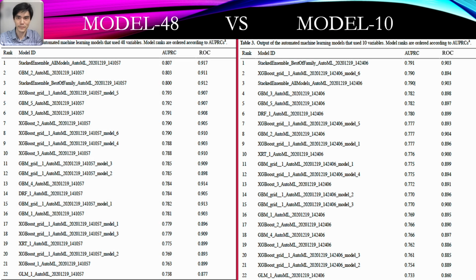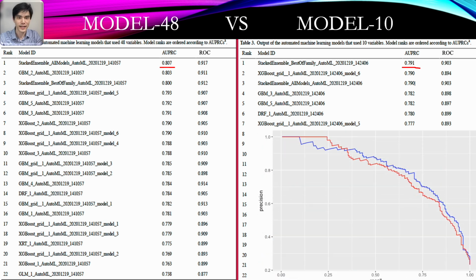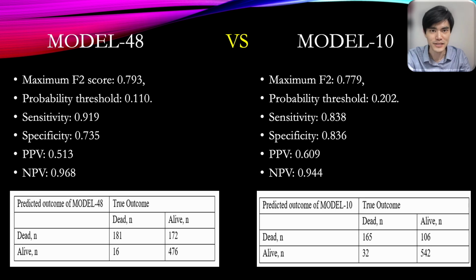And here is the result comparison between model 48 and model 10. On the left, model 48, we could see that the area under the precision recall was 0.807 versus in model 10, 0.791. It dropped a little bit, but overall the performance was preserved. And here, the blue line is model 48, the red line is model 10. And you can see visually that there is a little bit of a drop in model 10, but overall the performance was maintained. And then maximizing the F2, we got these confusion matrices and then calculated the sensitivity and specificity. And this is a side-by-side comparison. And you can see that it was really able to maintain its performance with Model 10.